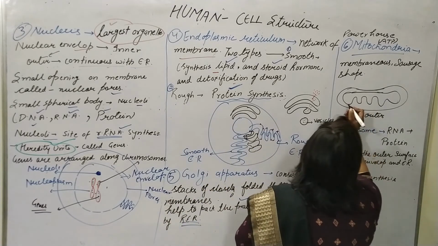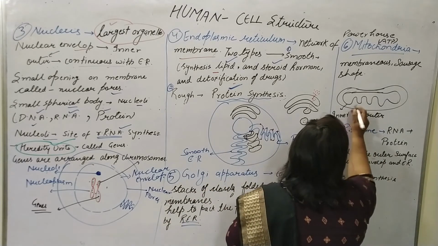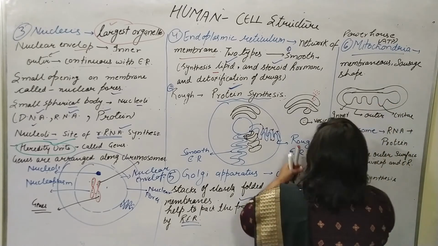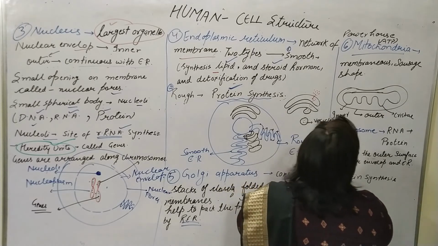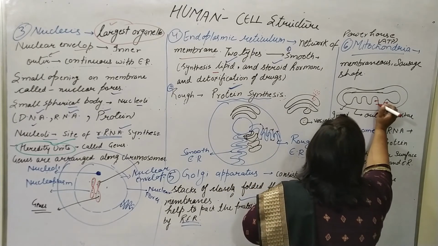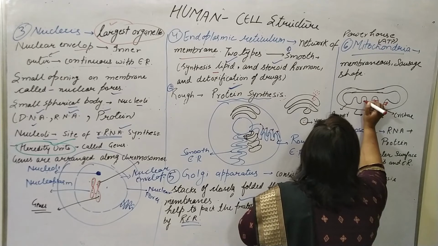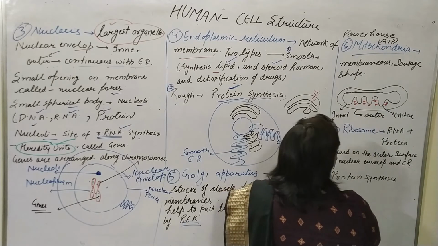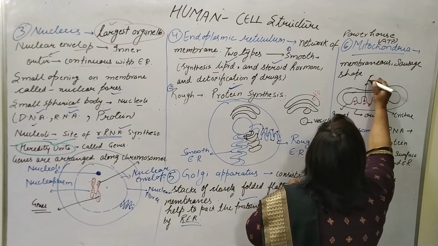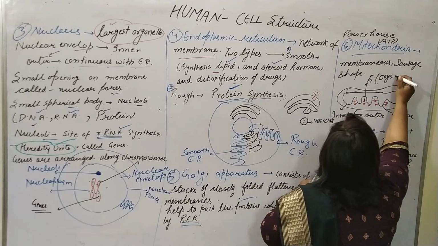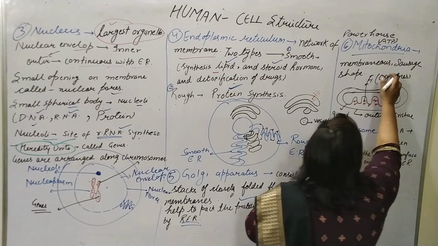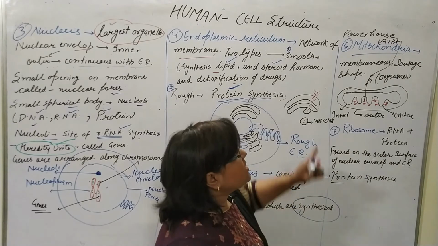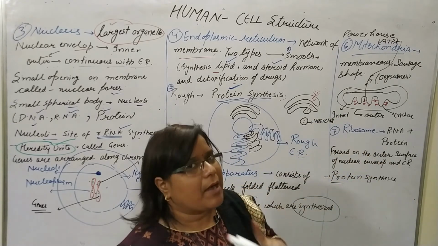Now the inner membrane has folds, and these folds are known as cristae. The cristae have particular particles associated with the electron transport chain, or oxidative phosphorylation, and these particles are known as F1 particles, or oxysomes. These are the main particles where ATP is generated. That is why the mitochondria is known as the powerhouse.